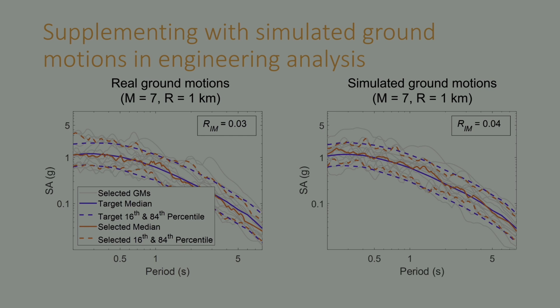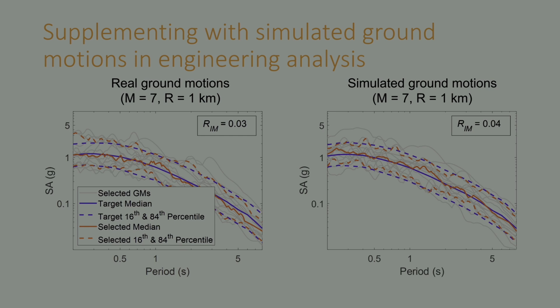If we have the seismic hazard and we select ground motions to match that hazard, but we do it with real ground motions and with simulated ground motions, does it work? Is it the same? Does it give us the same behavior? This is what we're looking at here for a magnitude 7 event at a distance of 1 kilometer, so very close to the fault. On the left we're seeing real ground motions, on the right simulated ground motions. Do they do the same? Well, they look similar, right?